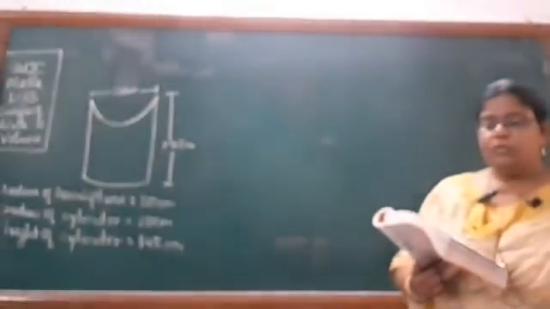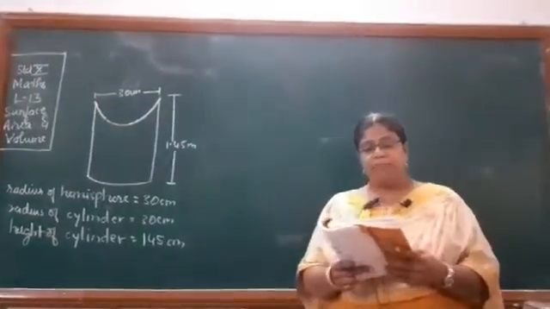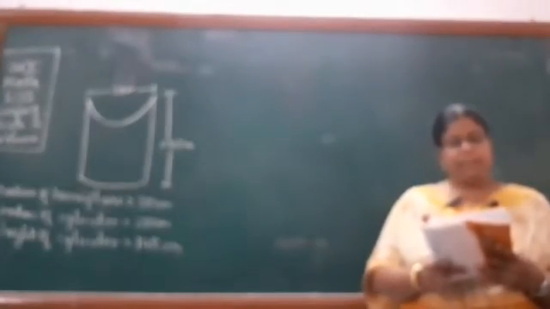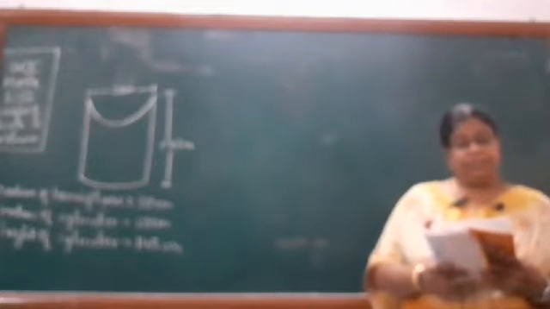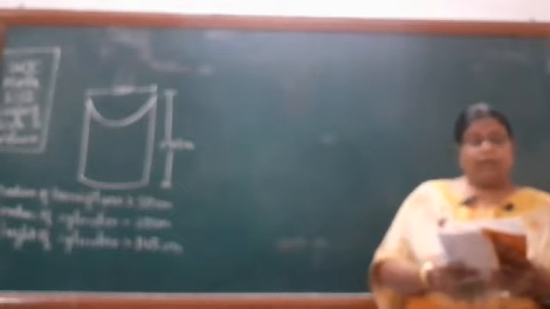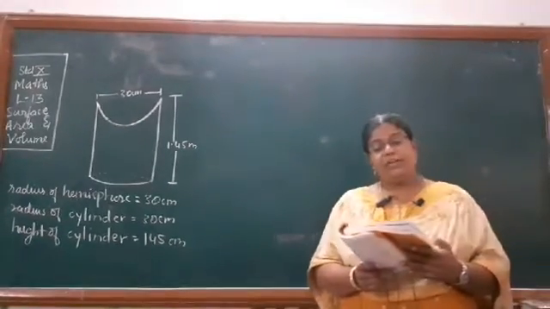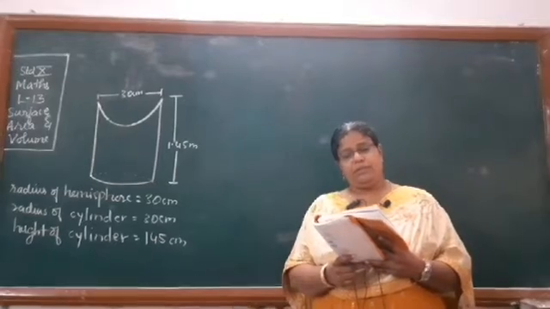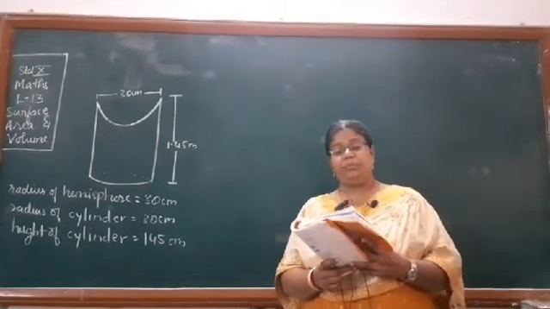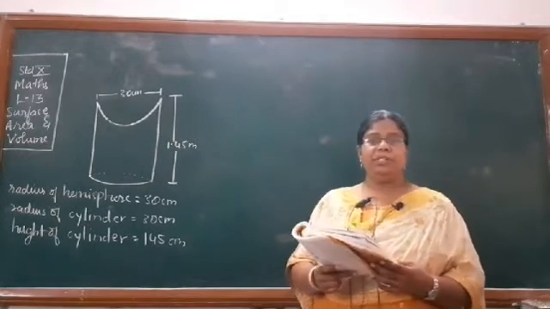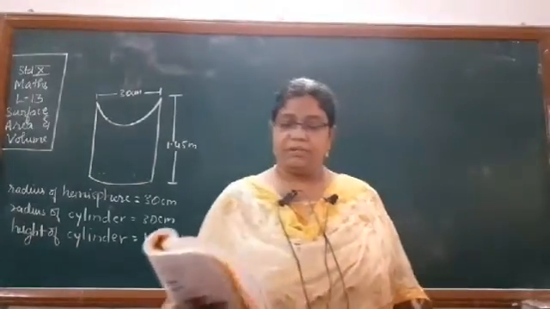Here you see Mayank has made a bird bath for his garden in the shape of a cylinder with a hemispherical depression at one end. The height of the cylinder is given as 1.45 meter and its radius is 30 centimeter. Find the total surface area of the bird bath. Pi has to be taken as 22 by 7.